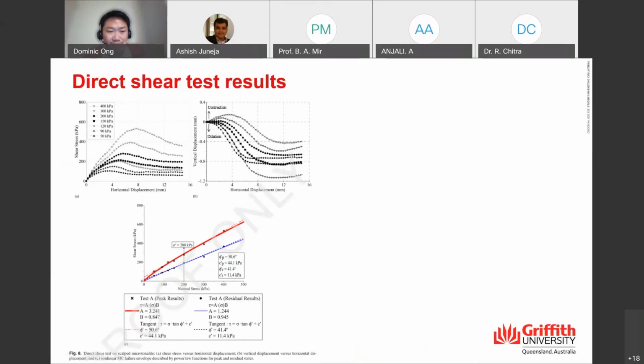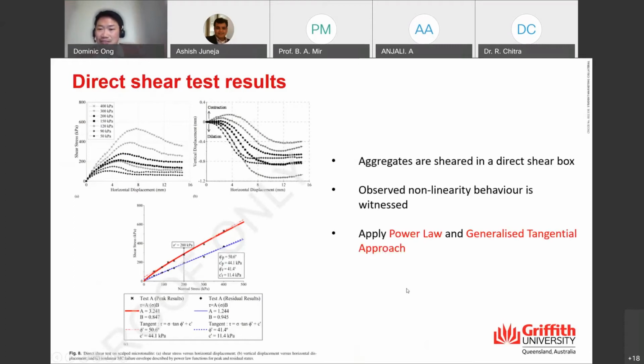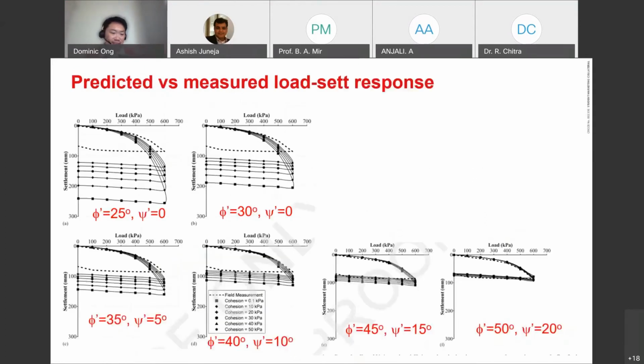Okay, you got the A and B parameters for the material, and then we will be able to fit a non-linear curve to it, and then we anticipate the confining pressure to be about 200. From there we will be able to get the c' and the phi' to represent the soil sample. So again we apply the power law, the generalized tangential method, like what we did previously. Now this plot here is very, very important, that describes the soil structure interaction behavior.